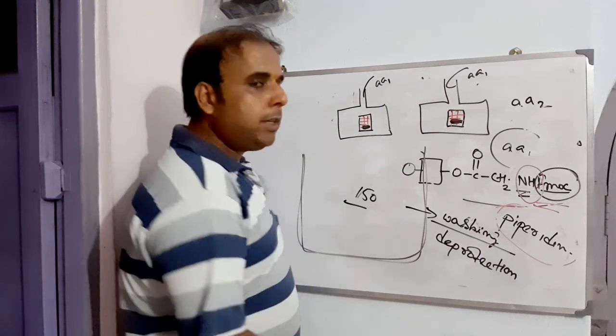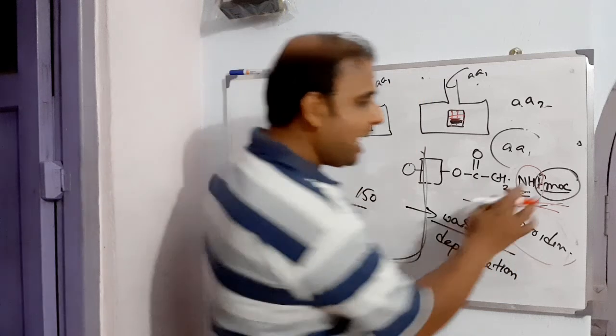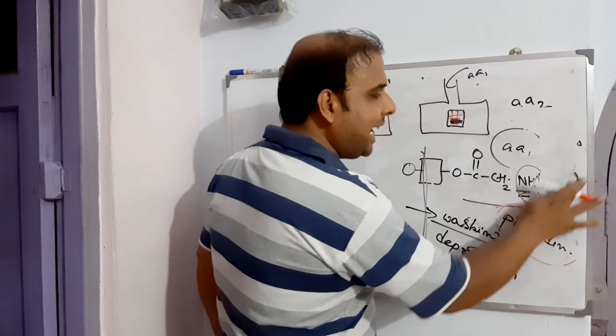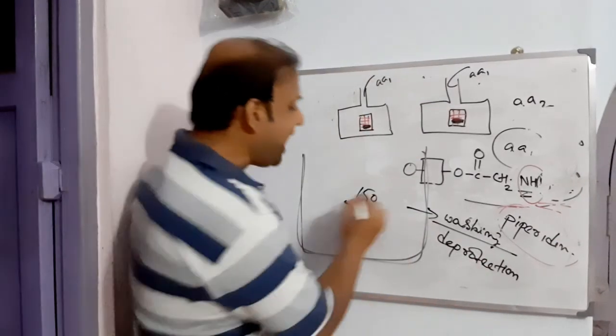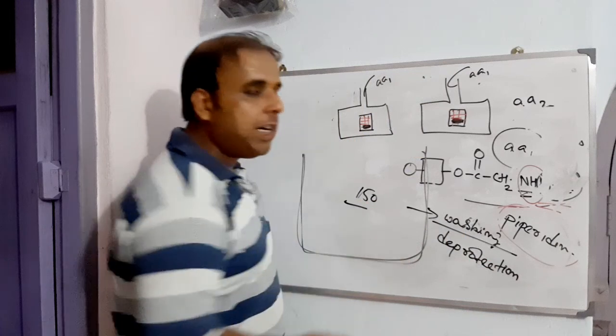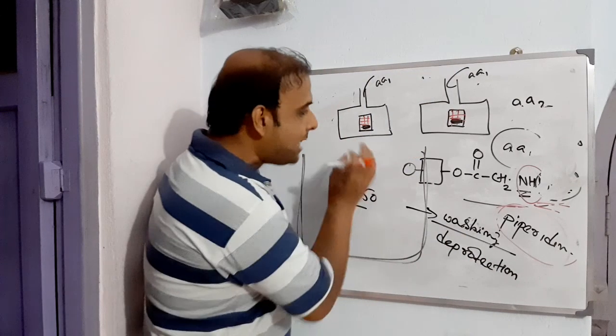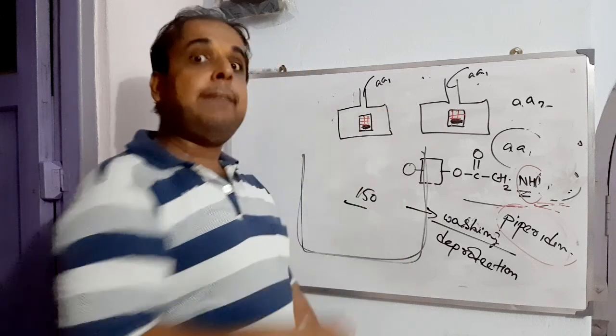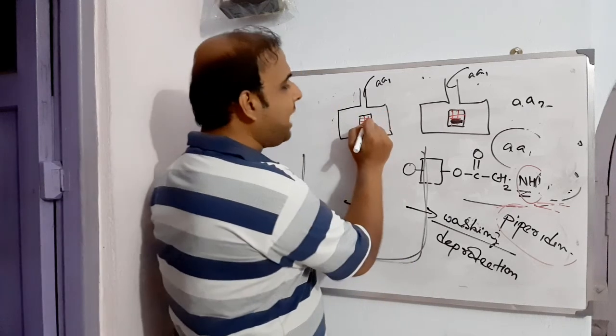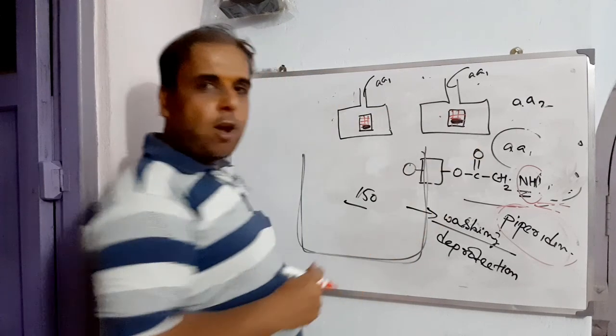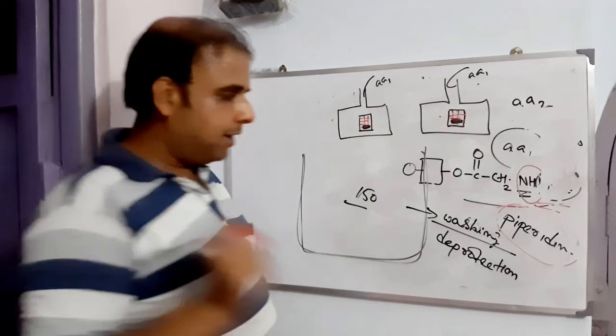So now we are done with deprotection. Once this gets deprotected, again, because each and every tea bag has been given a code, accordingly each tea bag is replaced in its respective bottle. Now again, it came here. They are occupying their respective bottles. So what next?